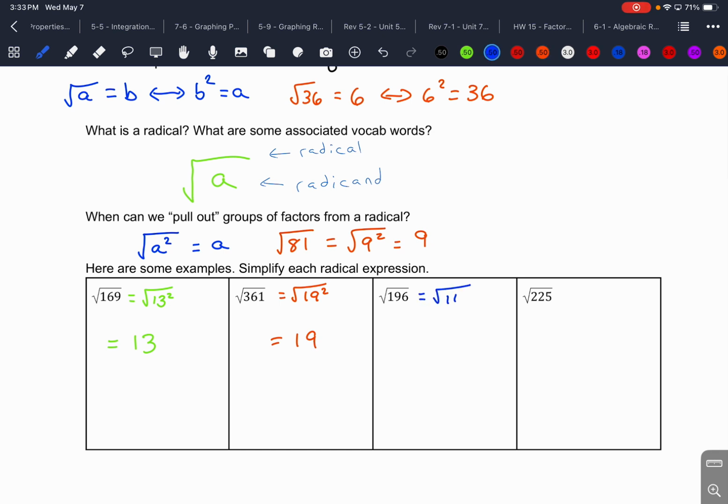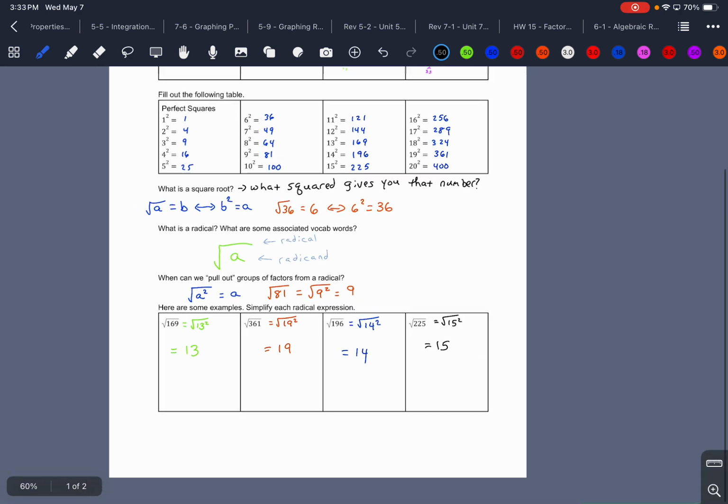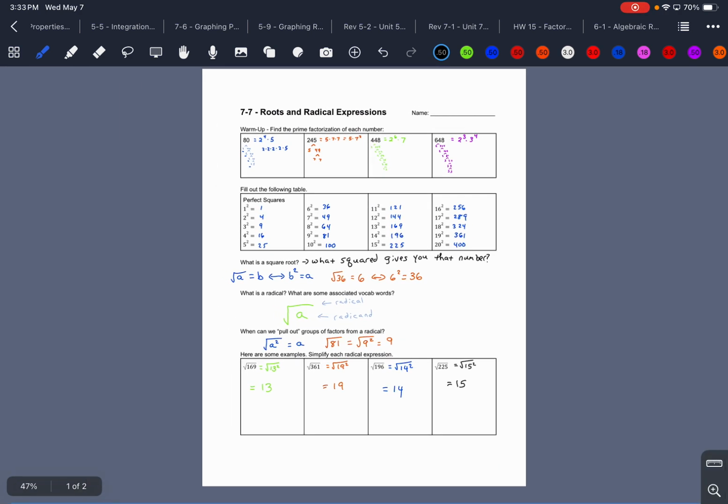Square root of 196 is the square root of 14 squared, which is 14, and square root of 225, that is the square root of 15 squared, which is 15. Okay, so that's just a basic, here's what a square root is, okay? But like we do with a lot of this stuff, we're redefining it so we can build on it.